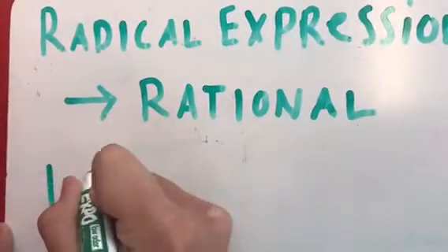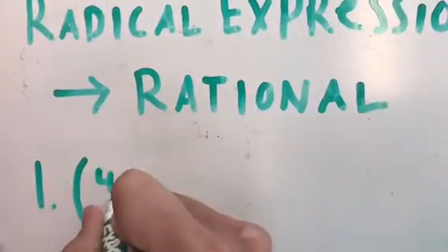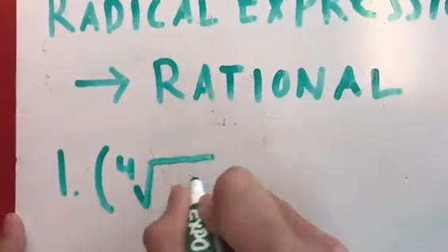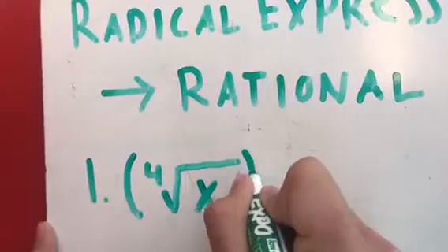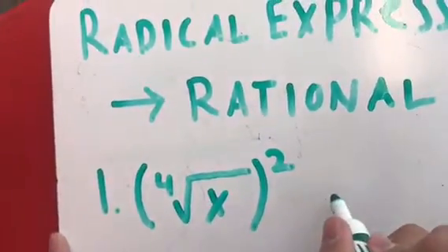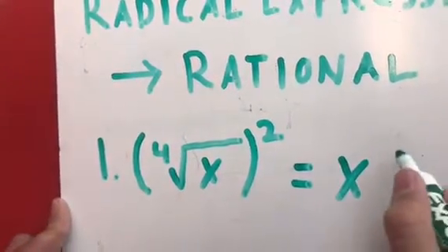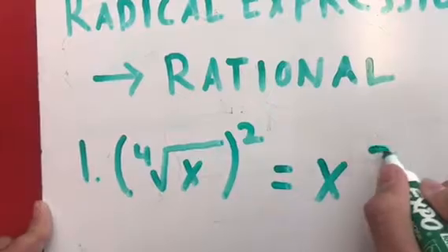The index of the radical is the denominator of the exponent. In the first example, when we have the fourth root of x cubed, the index becomes the denominator, keeping the 3 as the exponent, and the 4 becomes the denominator of the fraction. So we get x to the 3 over 4.